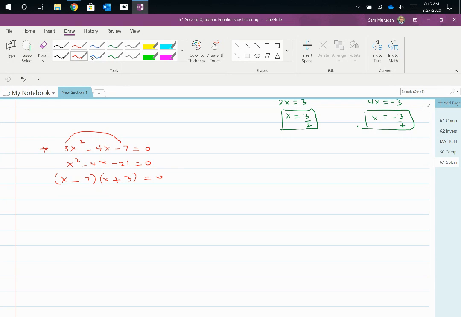And then divide by 3. So in this case, the 3 doesn't reduce, so we simply take the 3 up to the x and get 3x minus 7. In the second case, the 3 cancels out and leaves 1. So we've got 3x minus 7 is equal to 0. 3x is equal to 7. X is equal to 7 over 3. And x plus 1 is equal to 0, so x is equal to negative 1.